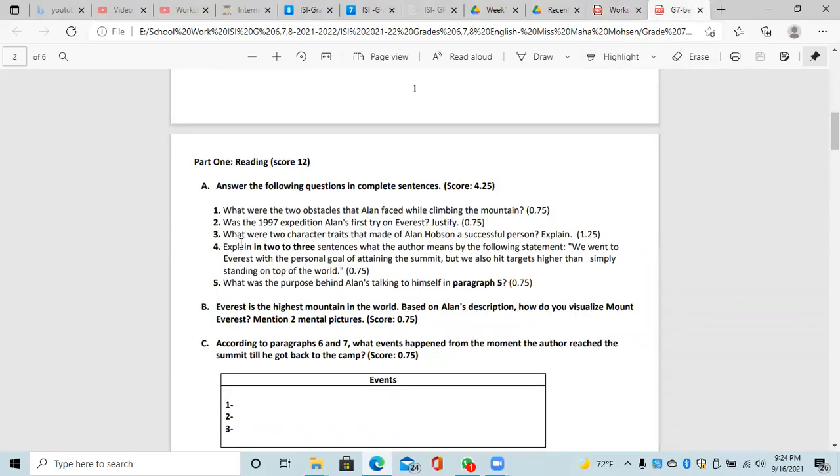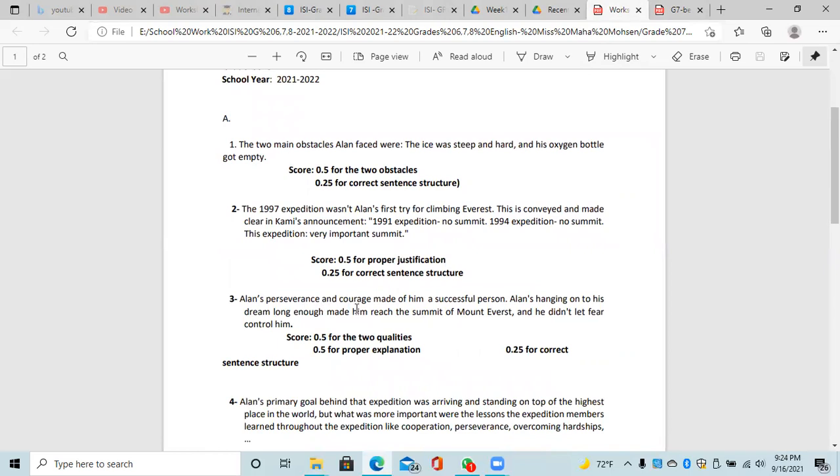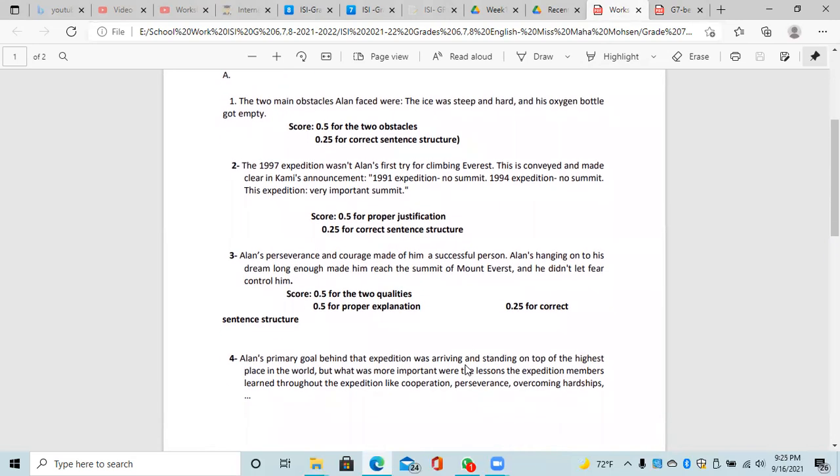Let's look at number three. What were two character traits that made Alan Hobson a successful person, and explain why? So Alan's perseverance and courage made him a successful person. He was courageous, first of all, to climb the mountain, and he had perseverance. He was so patient to reach the top. Alan's hanging on to his dream long enough made him reach the summit of Mount Everest, and he didn't let fear control him. So these are his character traits.